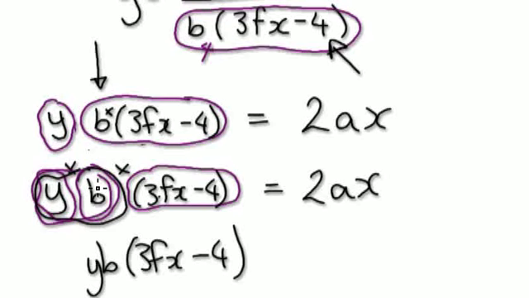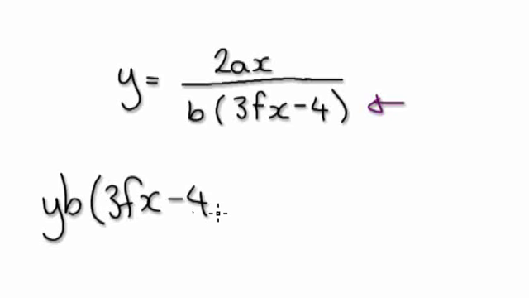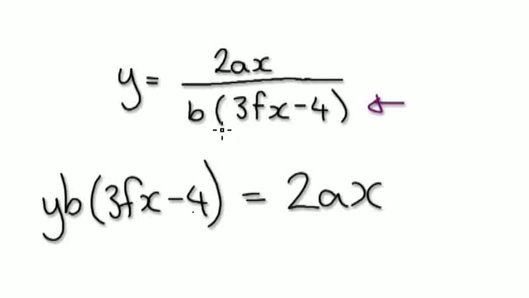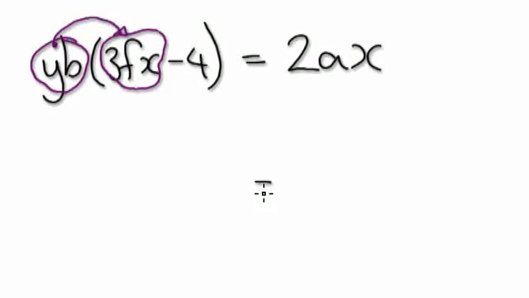Can you see that? So hang on, let me start again. So here, you've got to multiply both sides by the bottom part. So you have this yb bracket 3fx minus 4, and that equals 2ax. Okay, now I'm going to visualize this as one bubble, and then timesing this whole bubble here. So break up the brackets.